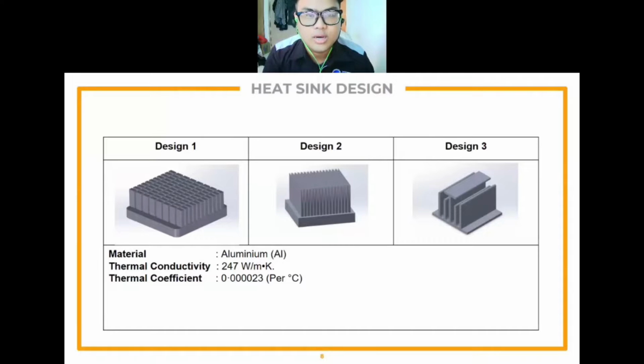Today I'm going to talk about our heat sink design. We have three different designs. For the material, we use aluminium. And we set the thermal conductivity of these three designs as 247 watt per meter Kelvin. And the thermal coefficient is 0.000023 per degree Celsius.